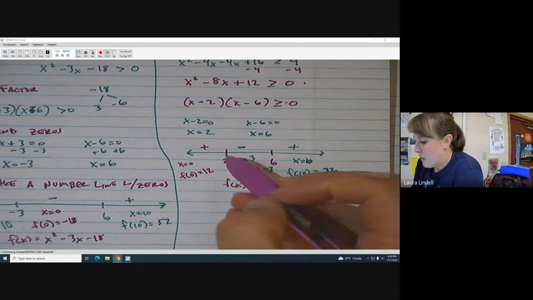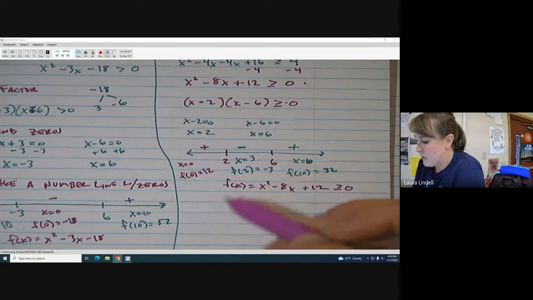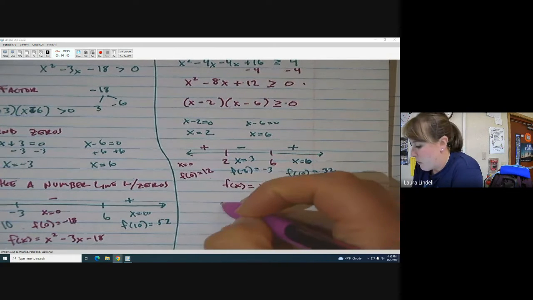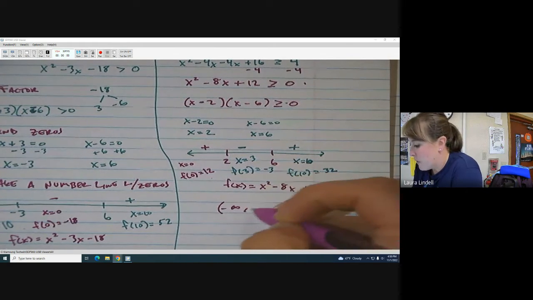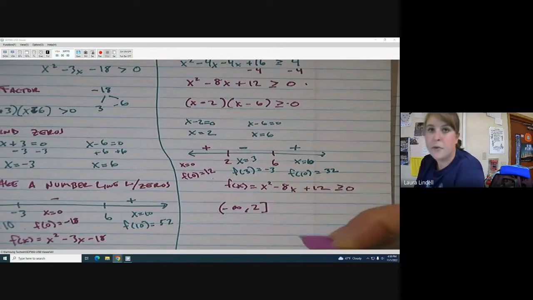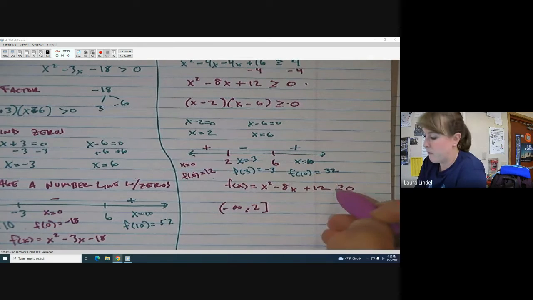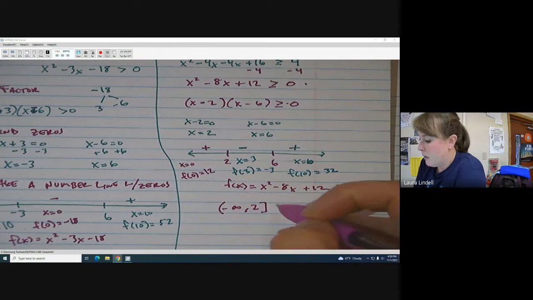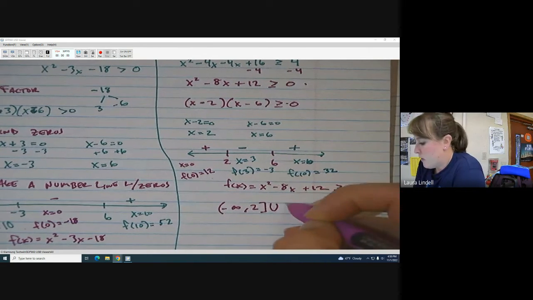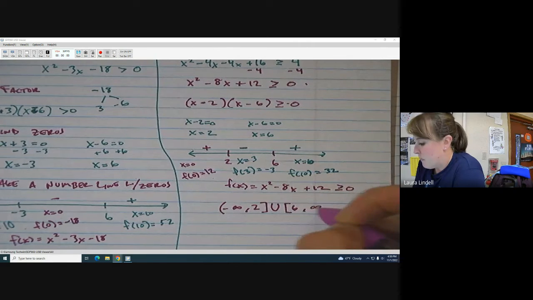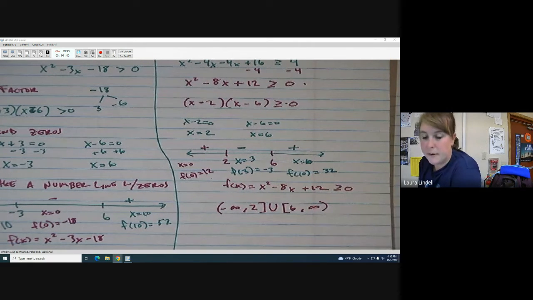So here we go. I know that I want my numbers to be less than or equal to 2. So that's going to be for my interval -infinity to 2, but inclusive on the 2 side this time, since it's greater than or equal to 0 here. Union with 6 up to +infinity, inclusive on the 6 side.